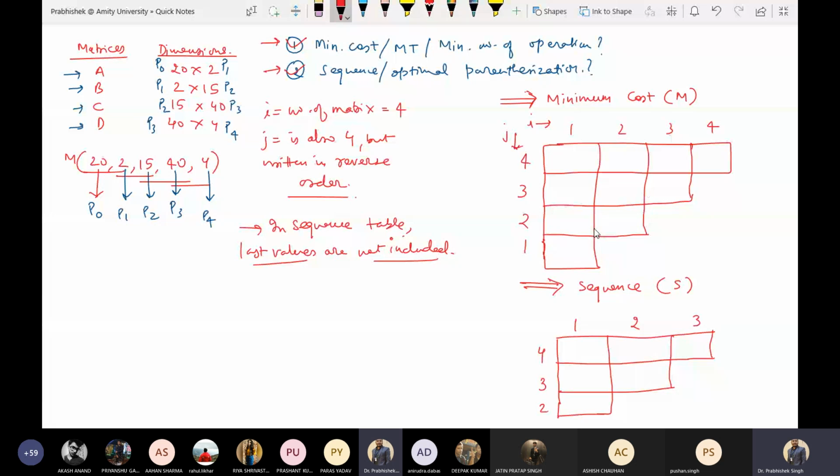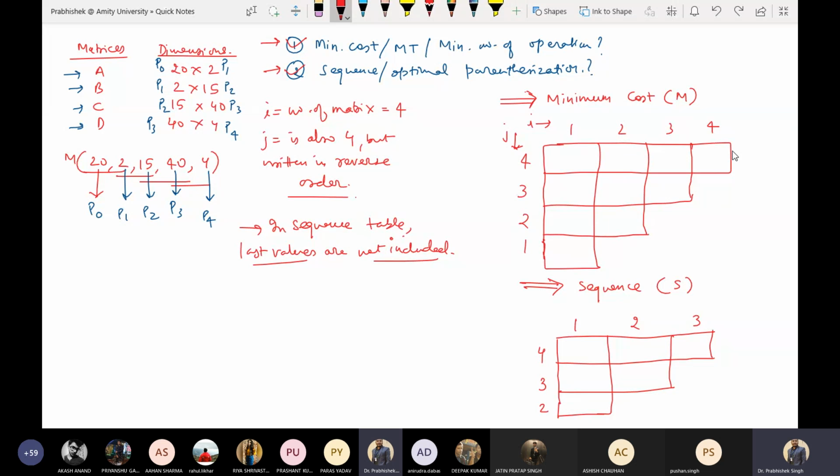Means the last values, which are not included in the sequence table. This blank is not there. 1 1 is not there. 2 2 is not there. I'm talking about this thing here: you can see 1 1 is not there, 2 2 is not there, 3 3 is not there, 4 4 is not there. Okay, why is it so?